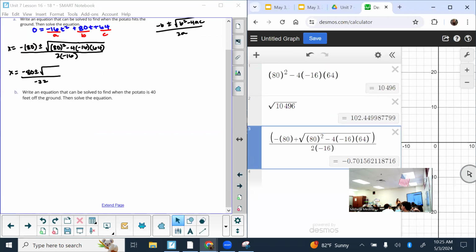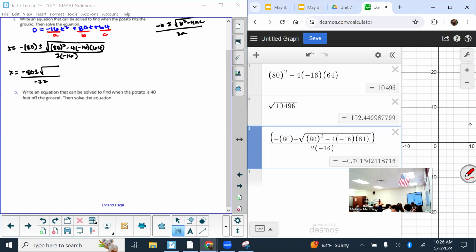So here's what I put initially, and that's a big number. It's not a perfect square. As you can see, I did square root that number. It's a long decimal. To avoid having to do negative 80 plus 102.44 and so on, divided by negative 32, I went in and typed in the whole thing, my whole quadratic formula. When I do that, I can't put the plus or minus right now, or maybe I can and I just don't usually do it, but I put the plus first.